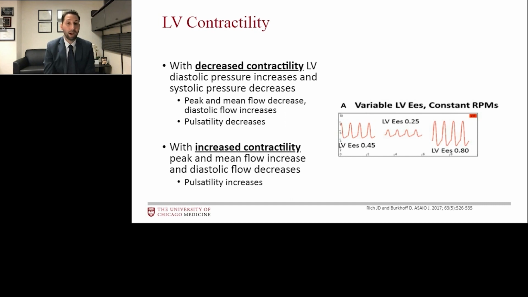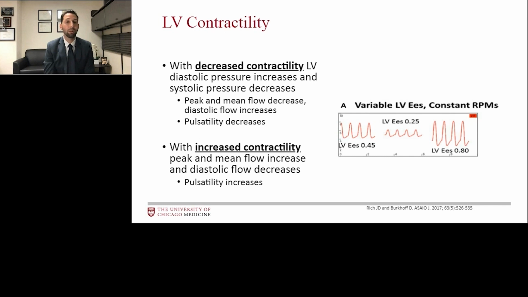At the exact same time, LV peak systolic pressure will be less because the LV is less robust. It's not able to generate as much contractile force. And so the pressure gradient during peak systole will be wider, and systolic flow will go down, and mean flow will also go down for that matter. So with a decrease in contractility, we have a drop in systolic flow and a rise in diastolic flow, and flow pulsatility narrows.